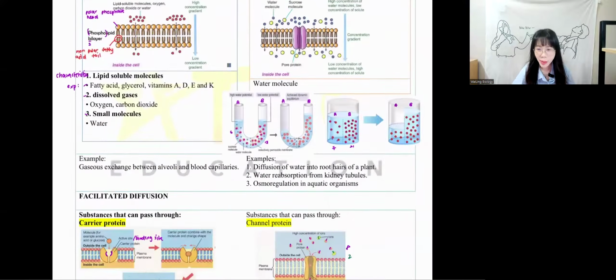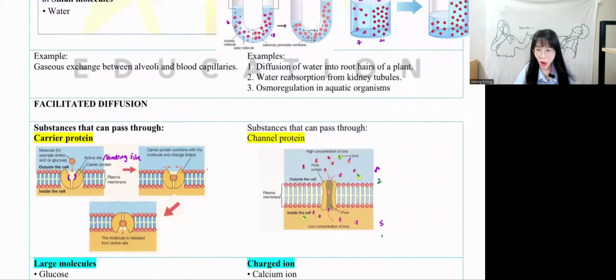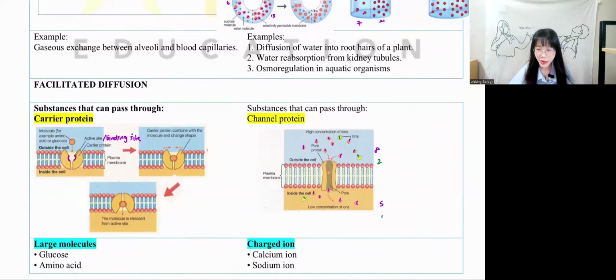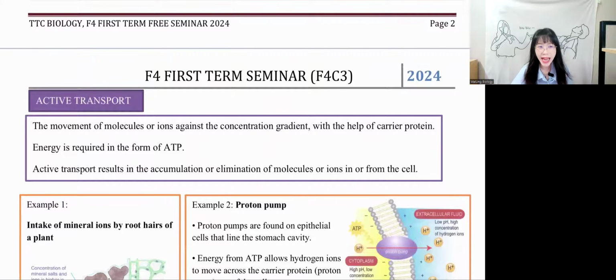Okay, anybody has a question about passive transport? All good with passive transport, guys? Okay, now we're going to move to the next part, active transport. Active transport is the opposite of passive transport. Since in passive transport no energy is needed, in active transport energy is needed in the form of ATP.